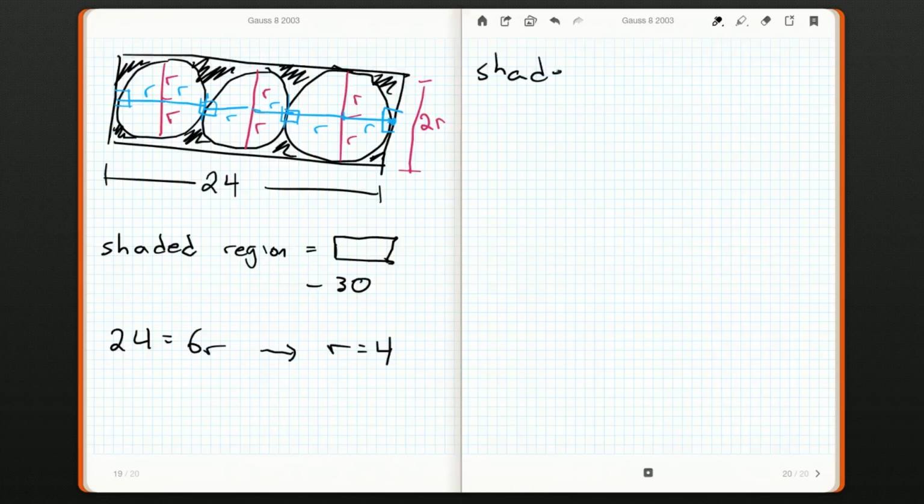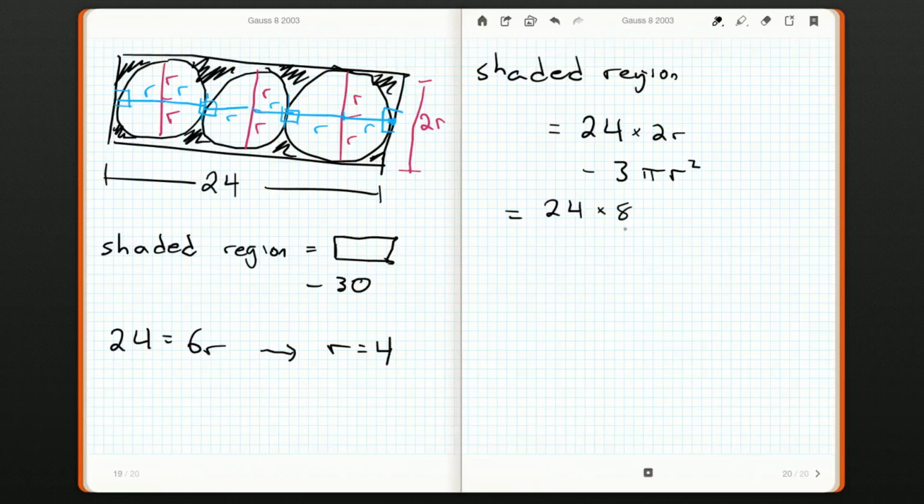I just finished explaining. All we need is r, because it's going to be the rectangle, which is 24 times 2r, minus 3 copies of this circle, which is 3 pi r squared. But what's r? Why, it's 4. So we get 24 times 2r, that's 8, minus 3 pi, and then we have r squared, so that'll be 4 squared, so that'll be 16.